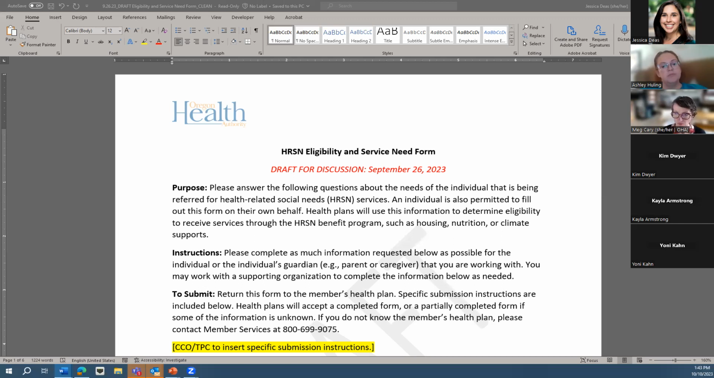With that said, I will switch gears and focus on what is physically written on this document, which is the purpose: please answer the following questions about the needs of the individual that is being referred for health-related social needs services. An individual is also permitted to fill out this form on their own behalf. Health plans will use this information to determine eligibility to receive services through the HRSN benefit program, such as housing, nutrition, or climate supports.